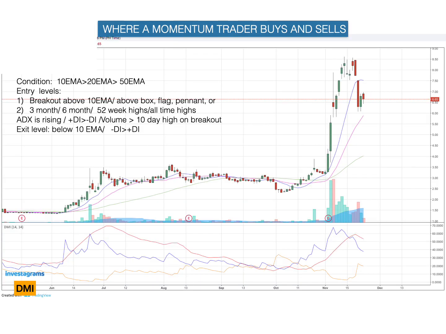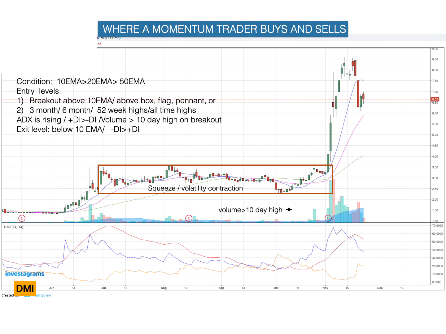Here's another example. There's a long consolidation prior to that strong move. The moving averages are squeezed together. The volume is higher than the 10-day high and the volume average. The buy signal was when the price broke out of the box. As long as price is above the 10, 20, and 50 MA, we hold.